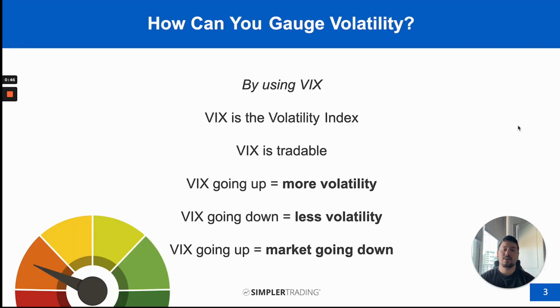So you may be asking, how can you gauge volatility? Well, volatility can be gauged by using VIX. VIX is the volatility index. Yes, VIX is tradable, and yes, VIX does have options.